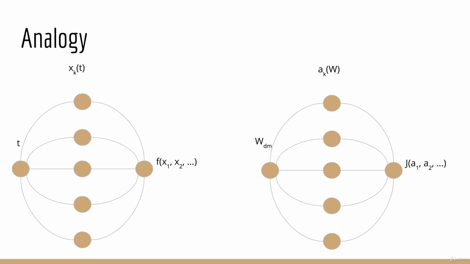You can even draw it out in a picture to see the analogy between the general form of the law of total derivatives and our specific form, which applies to a neural network. On the right of these diagrams, we have the function we want to differentiate, f in the general case and J in our case. In the middle, we have all of the intermediate variables, x_k in the general case and a_nk in our case. At the input, we have the parameter, t in the general case and w_dm in our case.